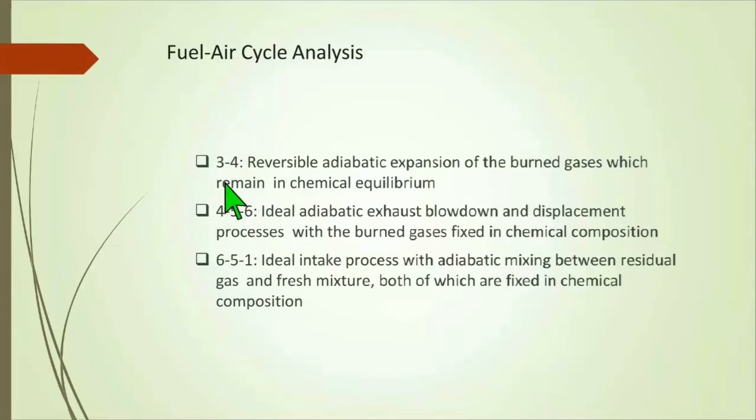Process 3 to 4, reversible adiabatic expansion of the burned gases which remain in chemical equilibrium. Process 4 to 5 to 6, ideal adiabatic exhaust blowdown and displacement processes with the burned gases fixed in chemical composition. Process 6 to 5 to 1, ideal intake process with adiabatic mixing between residual gas and fresh mixture, both of which are fixed in chemical composition.